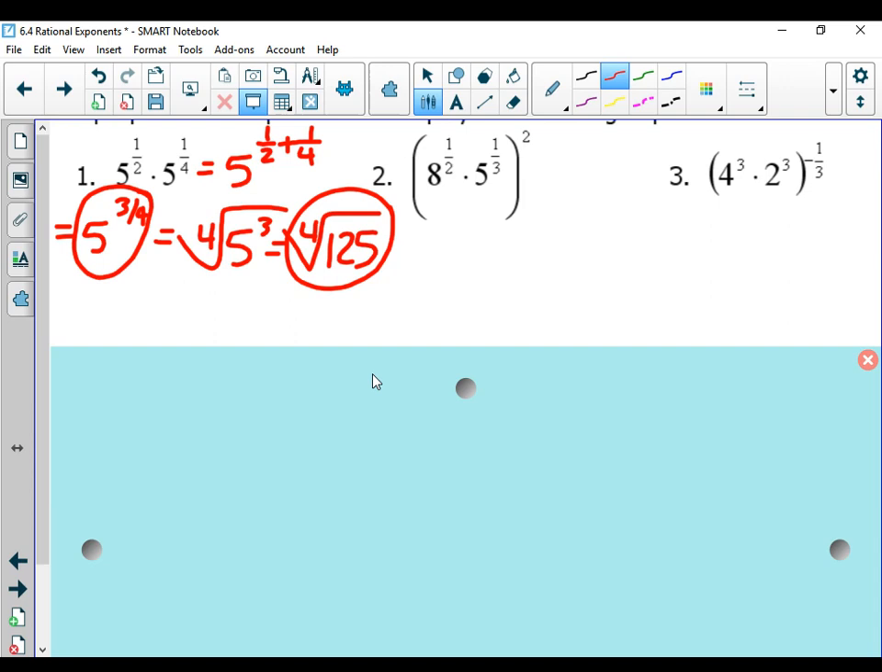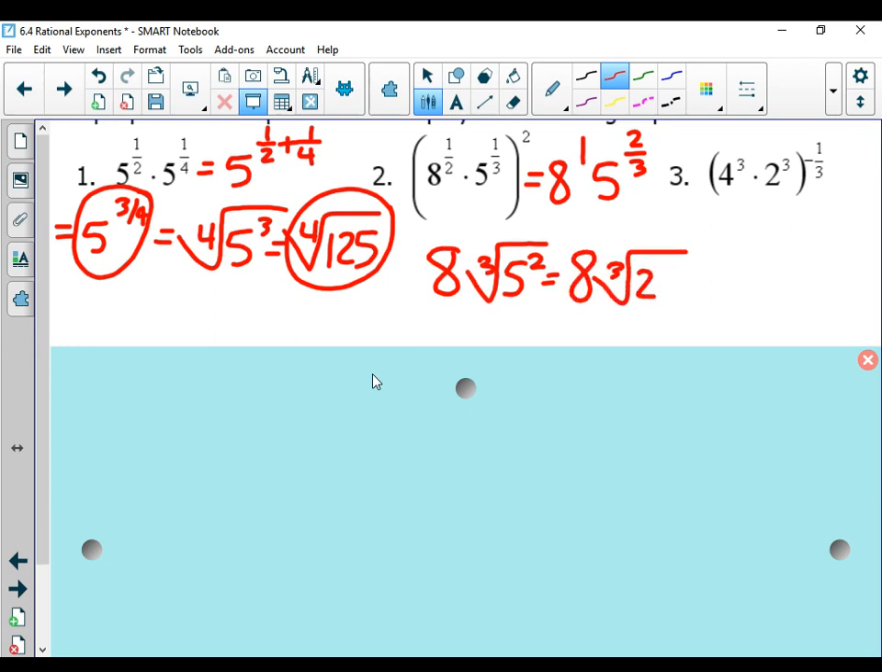All right, so if I apply the 2 to each piece, I end up with 8 to the first power, because 1/2 times 2. And then 5 to the 2/3. So then I end up with 8 times the cubed root of 5 squared, or I could write that as 8 times the cubed root of 25. Again, if they tell you to leave it with the exponents, then you could have stopped up above.